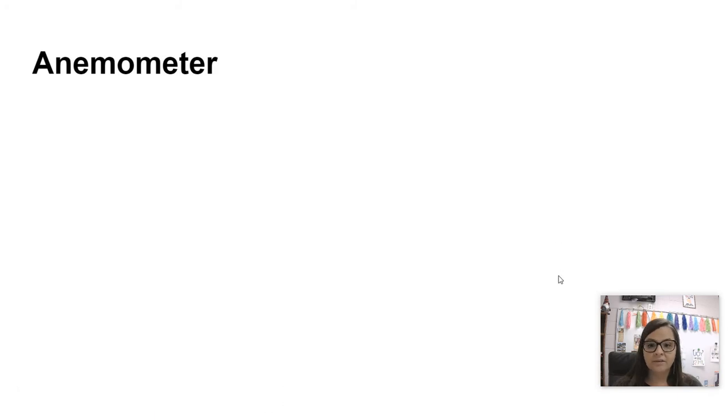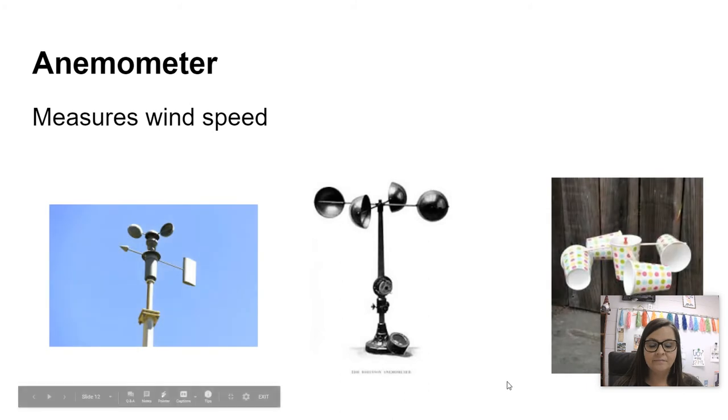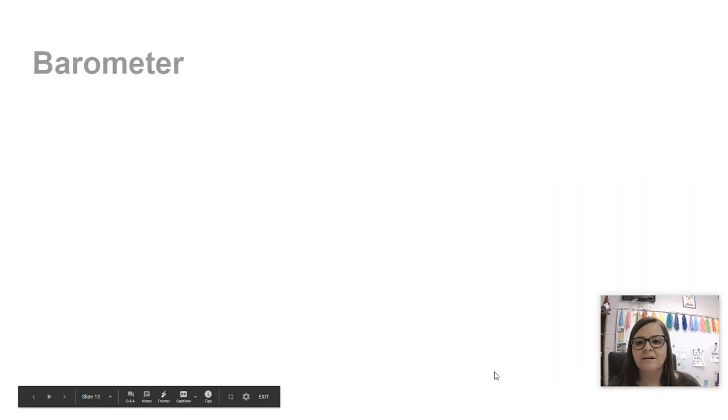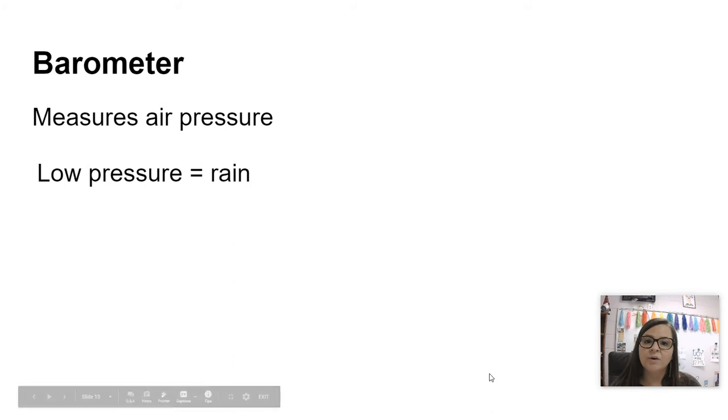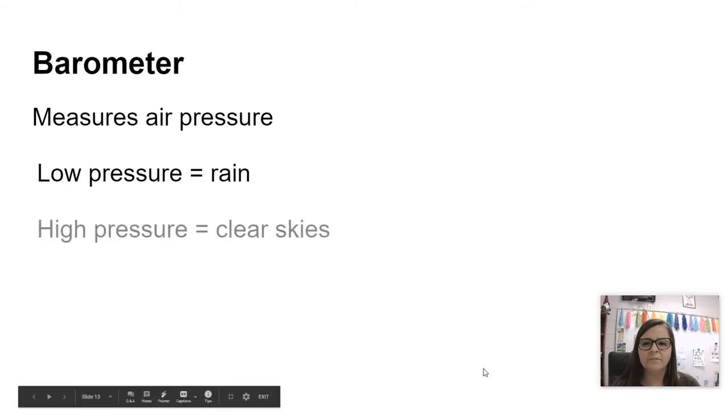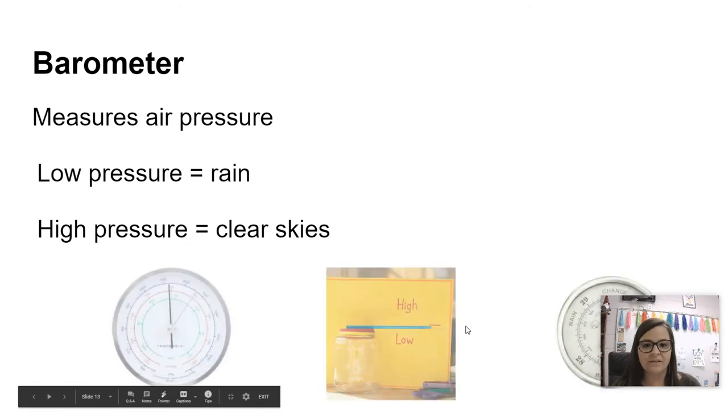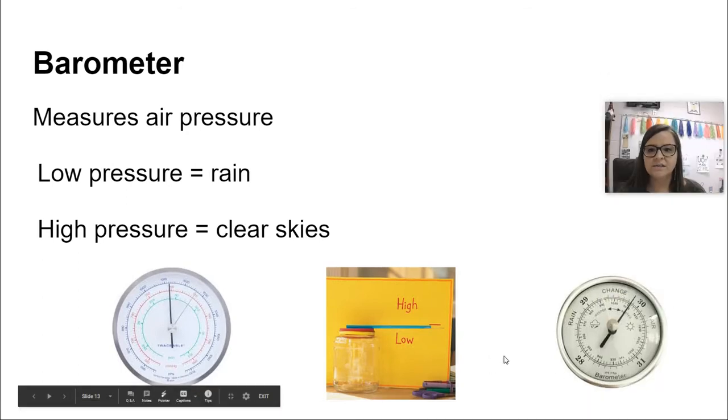Now we're going to review our weather tools. We have an anemometer, which measures wind speed. Remember, they use those during hurricanes to track how fast the winds get, and tornadoes. Barometer measures air pressure. Remember, low pressure, that symbol would be a red L, means it can be some lousy rainy weather. High pressure is going to be high and dry. Clear skies, happy weather. It's a blue H on a weather map. So here are some barometers.